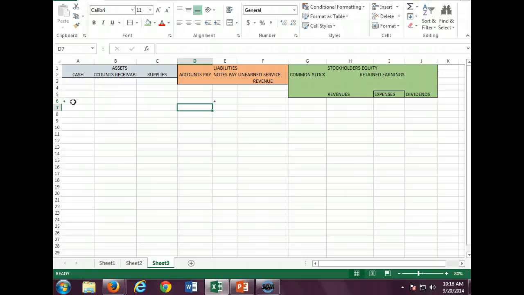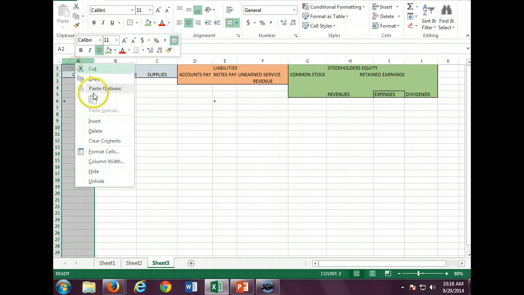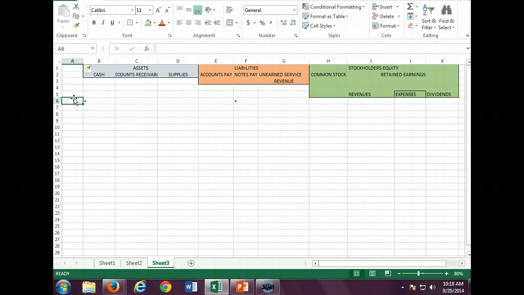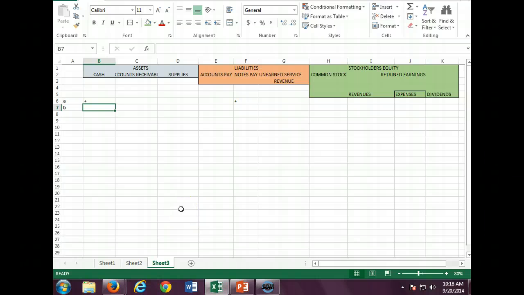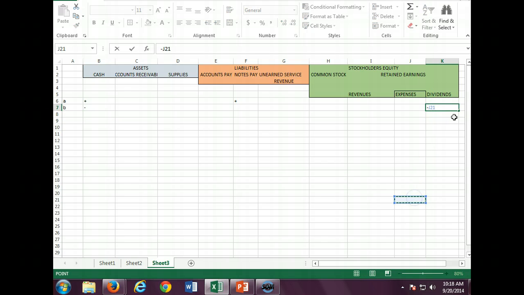So the first problem is A. Our cash goes up and our bonds payable go up. We paid 9,000 cash dividends to stockholders. What happens to our cash when we pay dividends? Cash goes down. What happens to dividends? Debit, they go up, don't they? Our dividends go up.